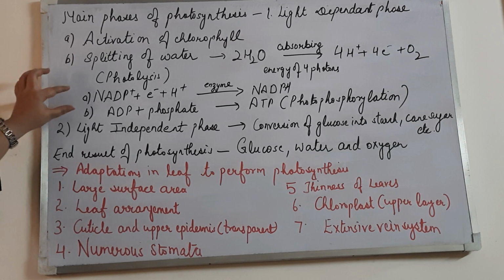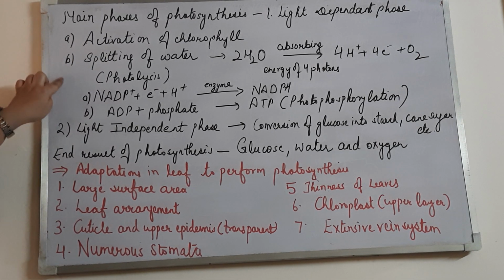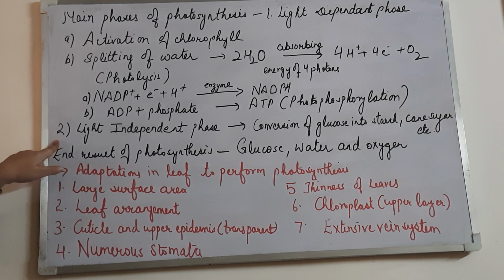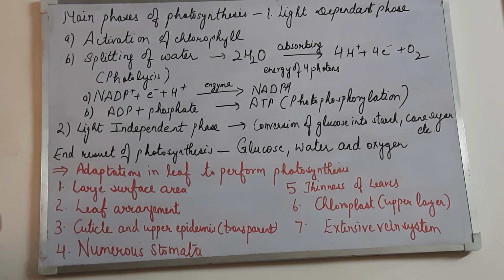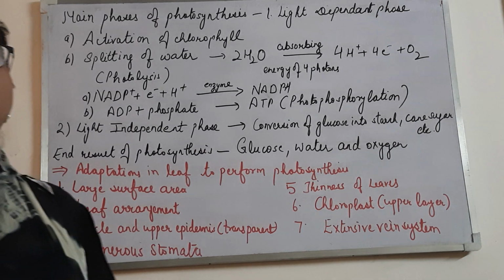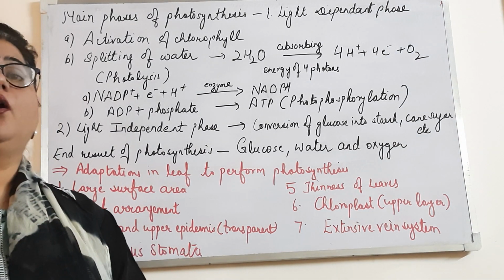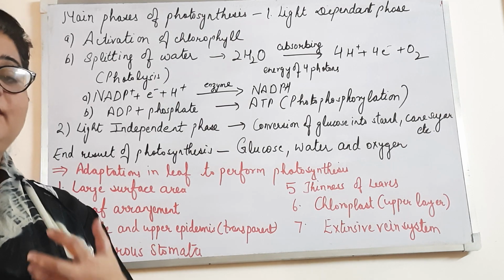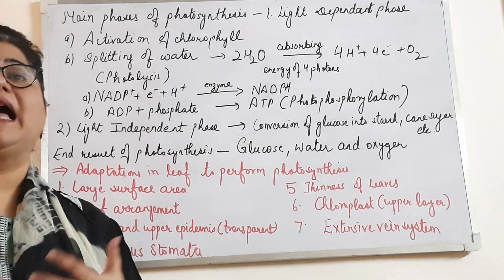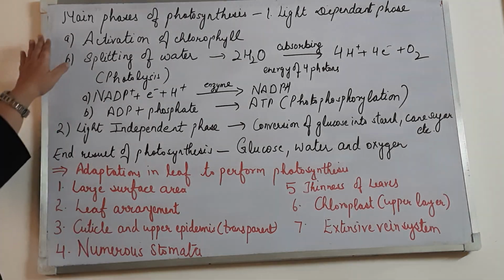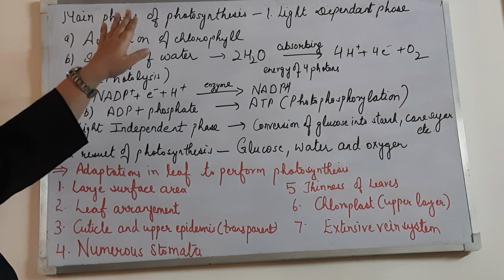Okay, and then here I will be showing what happens in the B phase, and then we will talk about the light independent phase, and then the end results of photosynthesis, that is, what are the products that are made after photosynthesis, and what happens to them. So let us talk about the first phase, that is light dependent phase.